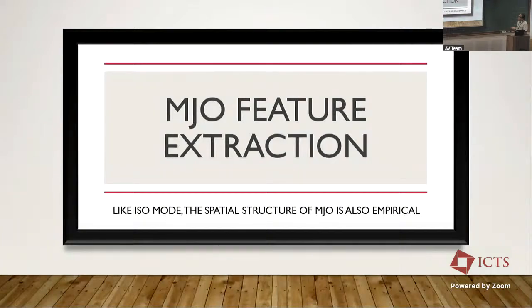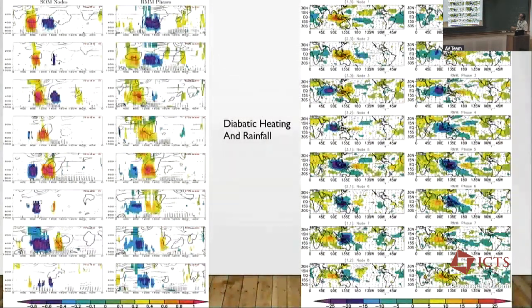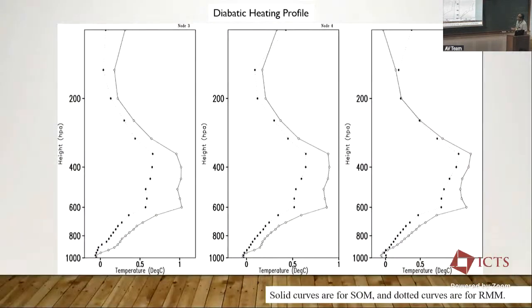I did the same thing for the MJO. There we used diabatic heating, for example, and we find that one is the linear Wheeler-Hendon mode, and this is our clusters, which matches. But if we add more patterns, one thing I can show here is that this dotted line is the pattern based on Wheeler and Hendon, and this pattern we get from this clustering. The heating structure is much stronger here.